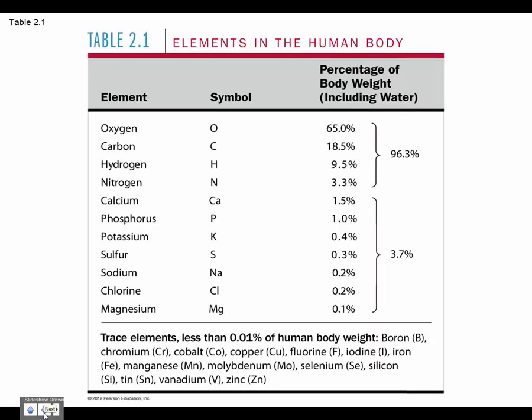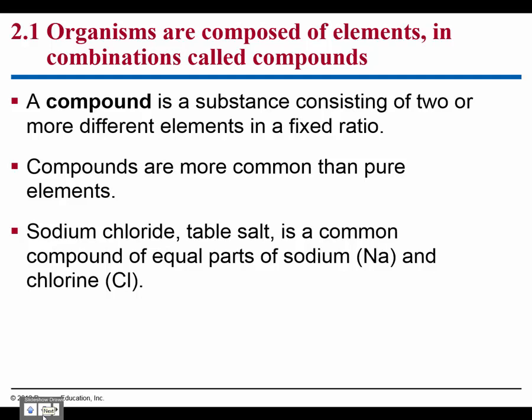Here are some common elements in the human body. So we have a lot of oxygen and carbon and hydrogen, nitrogen. So these are all different things that make up our bodies. And if you look up, 96% of our body is oxygen, carbon, hydrogen, and nitrogen. Just those 4 elements themselves. So it's really interesting. The different combinations of those are what make us up.